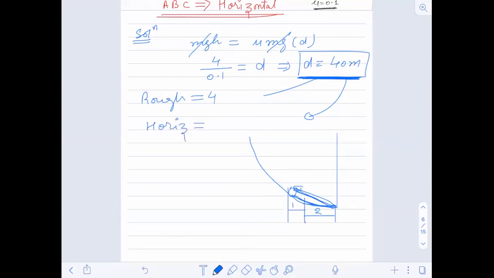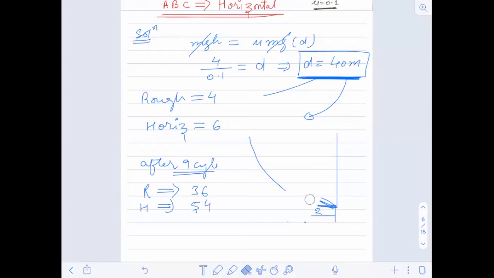How much distance on horizontal in one cycle? 6. Very good. So it is traveling 4 on the rough surface, and on horizontal it is traveling 6. After 9 cycles, the rough will become how much? 36, and the horizontal will become 54. So I'm again modifying this diagram after 9 cycles.